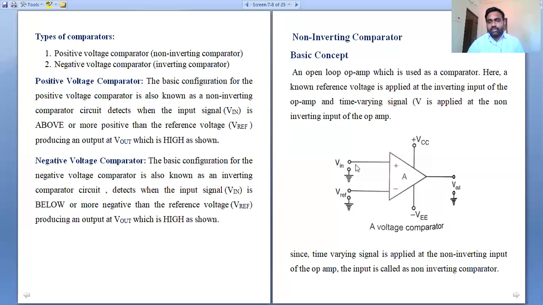So this is a basic comparator circuit. Okay, the input voltage is connected to the non-inverting terminal or positive terminal. That's why it is called a positive comparator, and the reference voltage is connected to the inverting terminal or negative terminal. Okay, here the input voltage is compared with respect to the reference voltage as per the principle of comparator, which is a non-linear application.